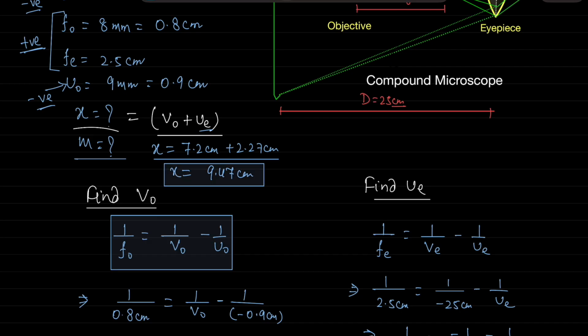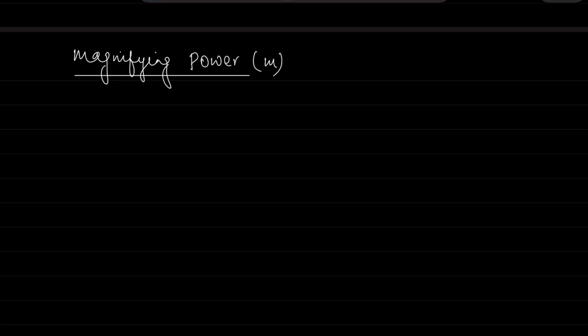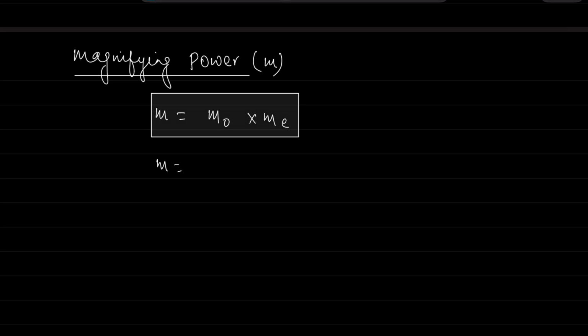Now we have to find the magnification. Magnifying power m is equal to magnifying power of the objective into magnifying power of the eyepiece. So m is equal to Vo by Uo bracket 1 plus D by Fe. This is the magnifying power for the near point. So let's substitute the value.